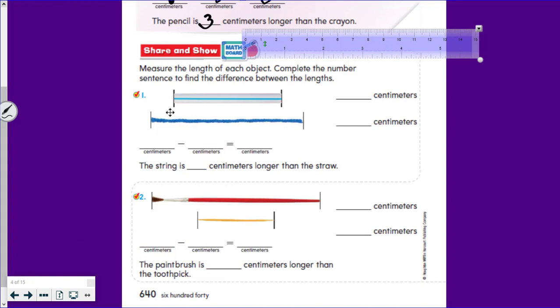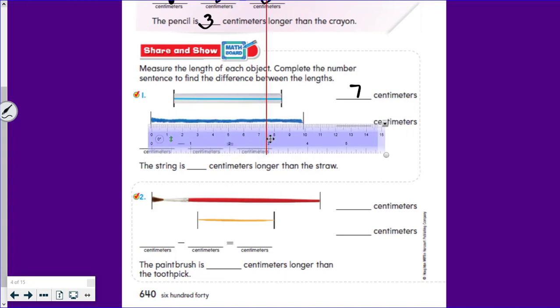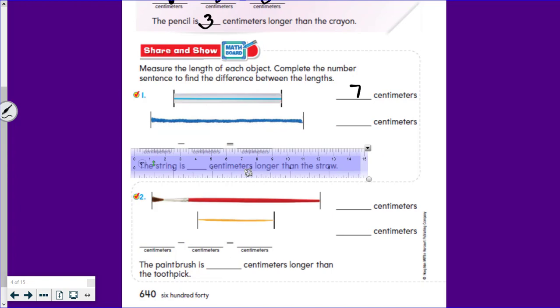Okay, so number 1 and number 2. The first object is the straw. The straw is 7 centimeters, which is what you should have already gotten. The string is about 10 centimeters. Again, you should have already written this here. And we want to find the difference in lengths.